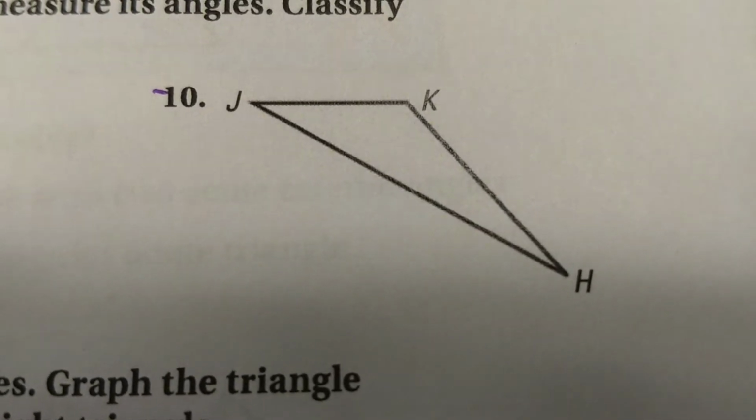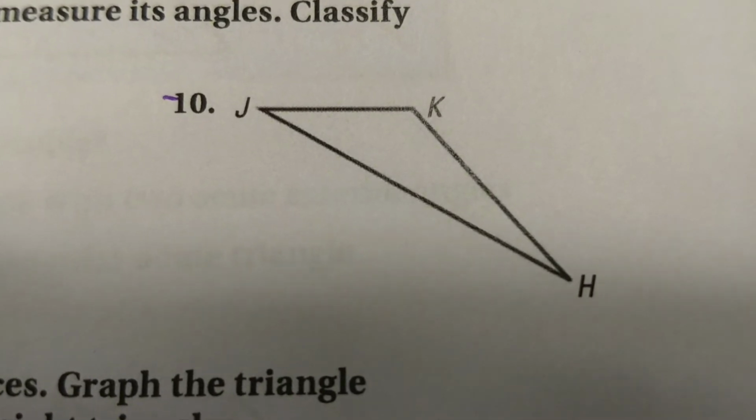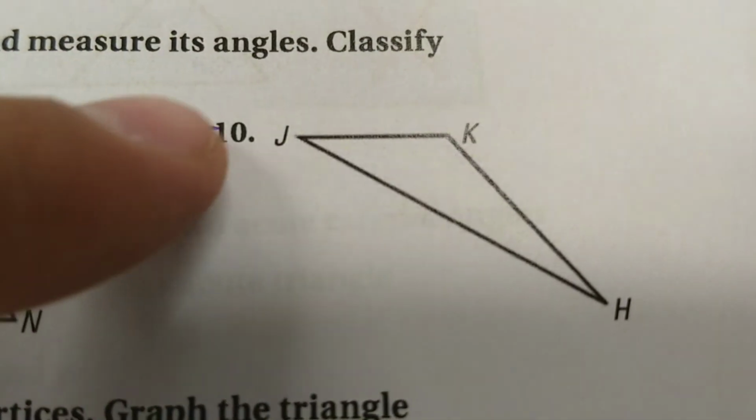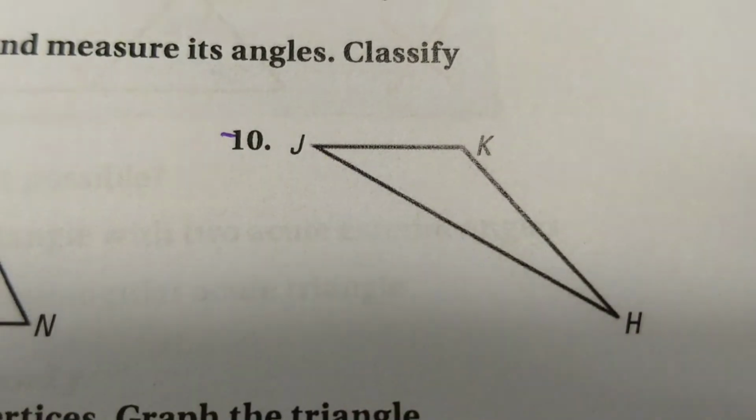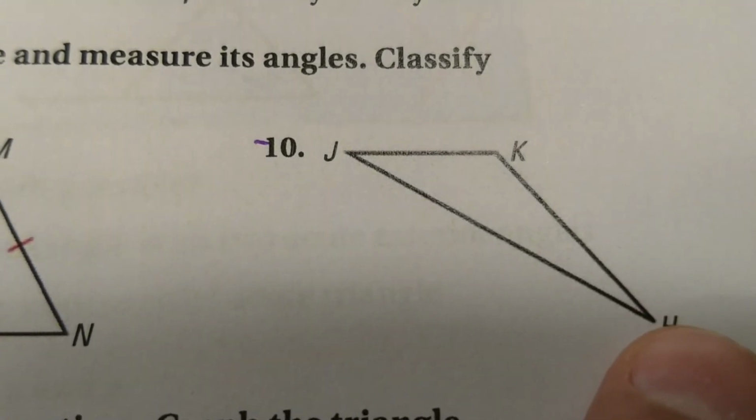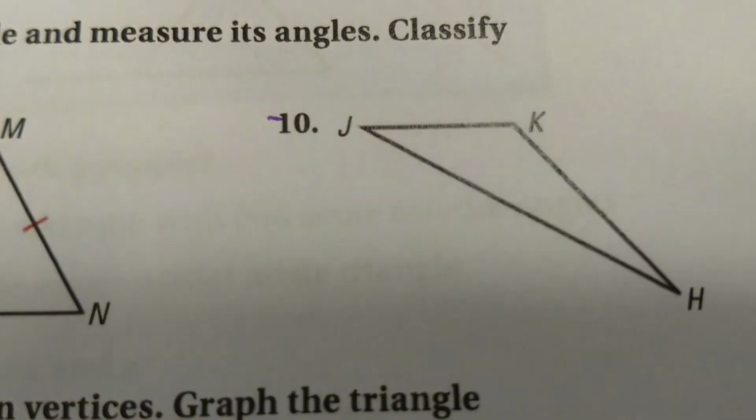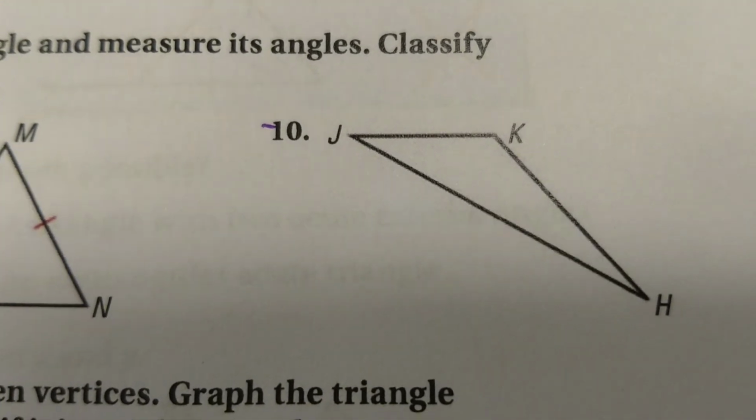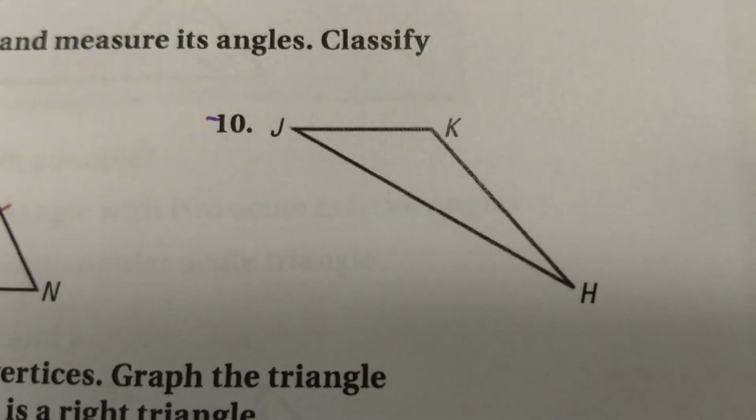And just looking at the angles, again, nothing's really marked this way, so the diagram could be wrong. But it looks like we've got over here an acute angle by J, an acute angle by H, but it looks like K is an obtuse angle. So therefore, we would call this an obtuse angle. This would be an obtuse scalene triangle.